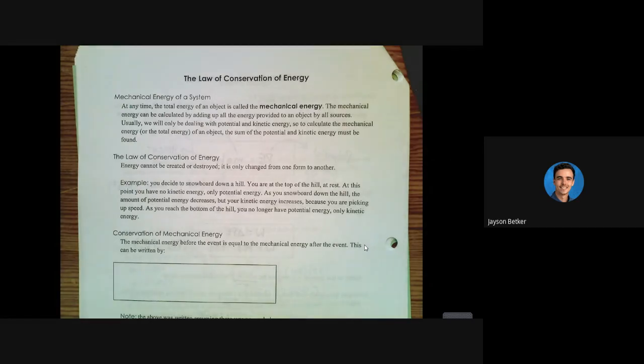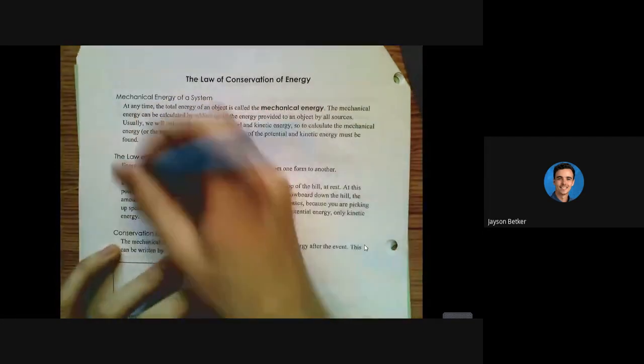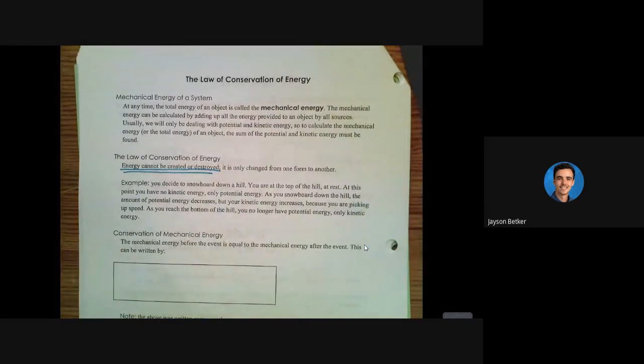Now, this follows a law which is similar to a couple laws that we've already seen in this course, particularly the law of conservation of momentum. The key to this law is that energy cannot be created or destroyed. You can never, ever create or destroy energy. You can only move it from one form to another. It can only be changed from one form to another.